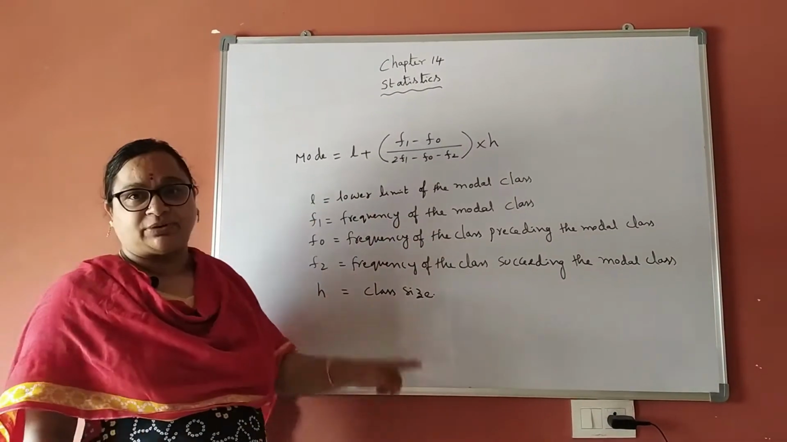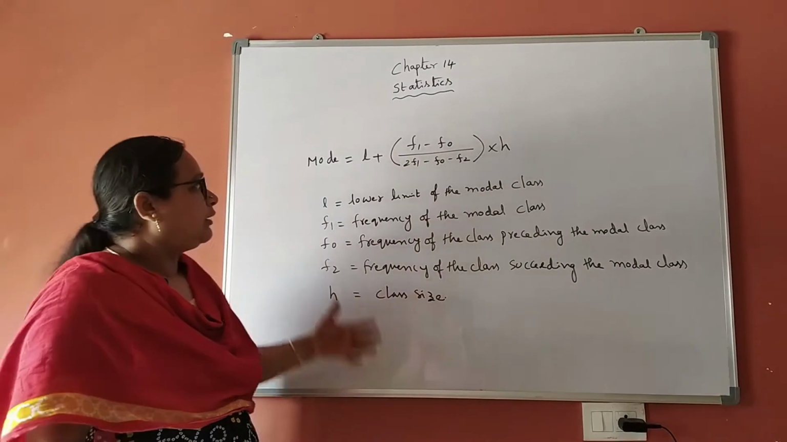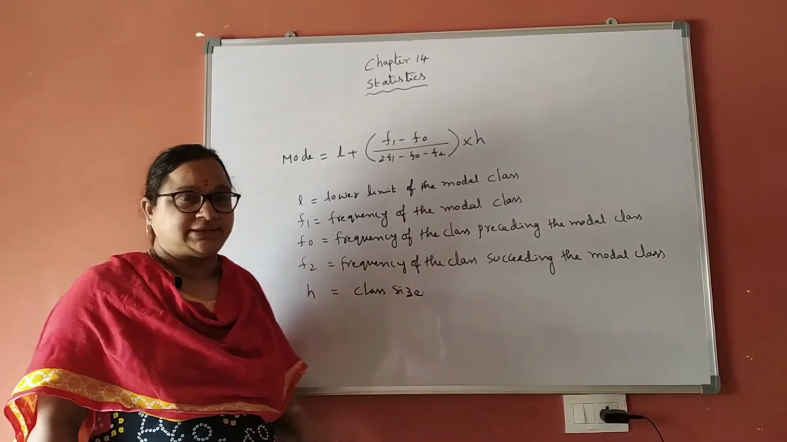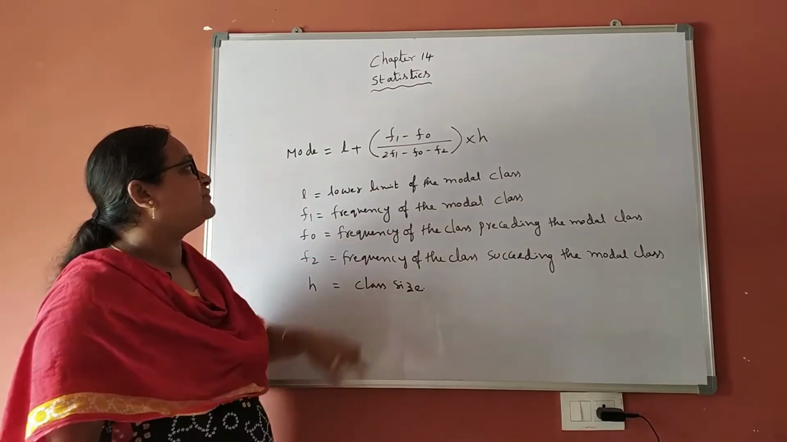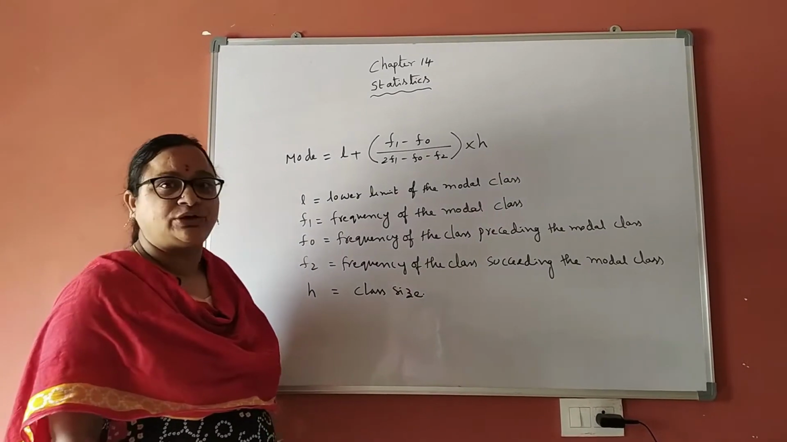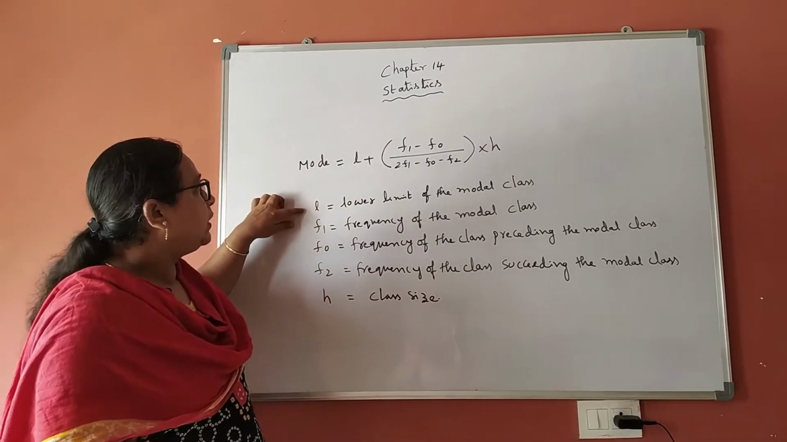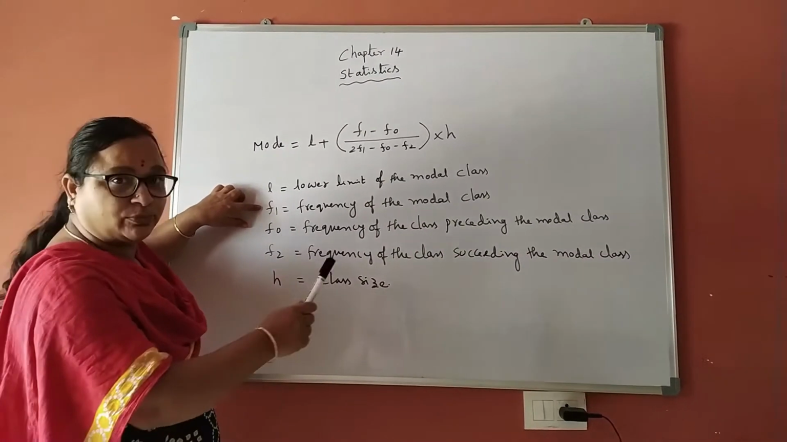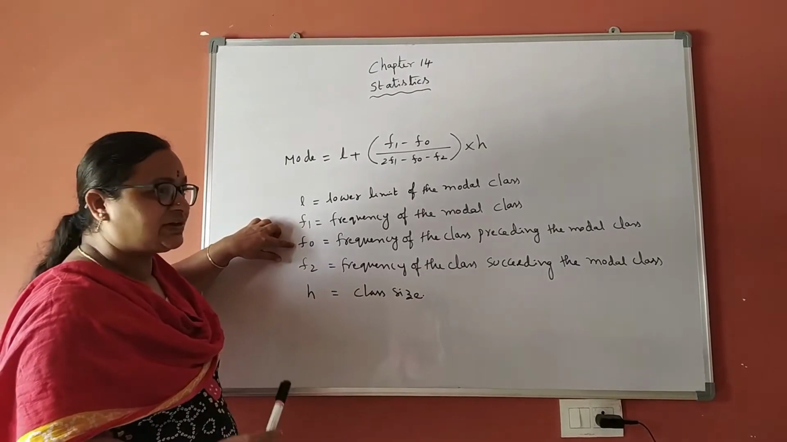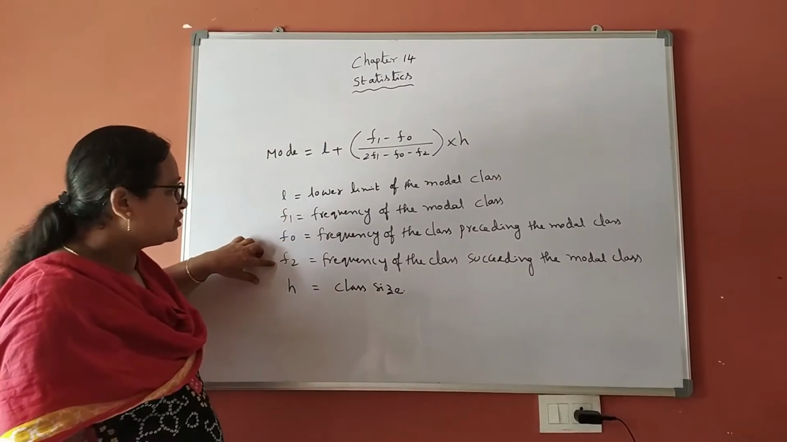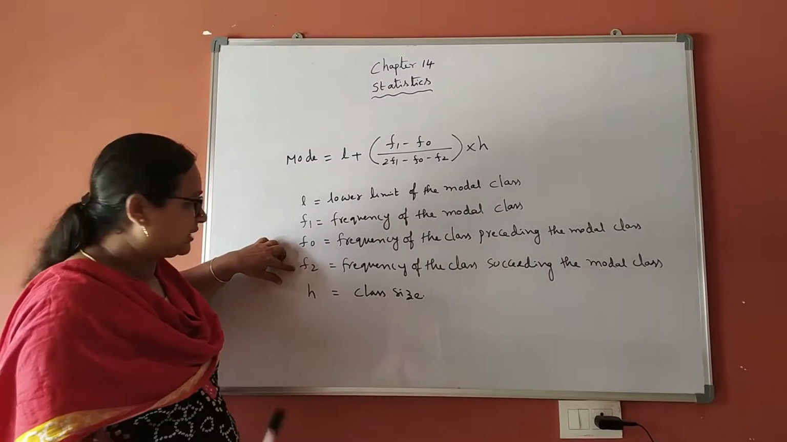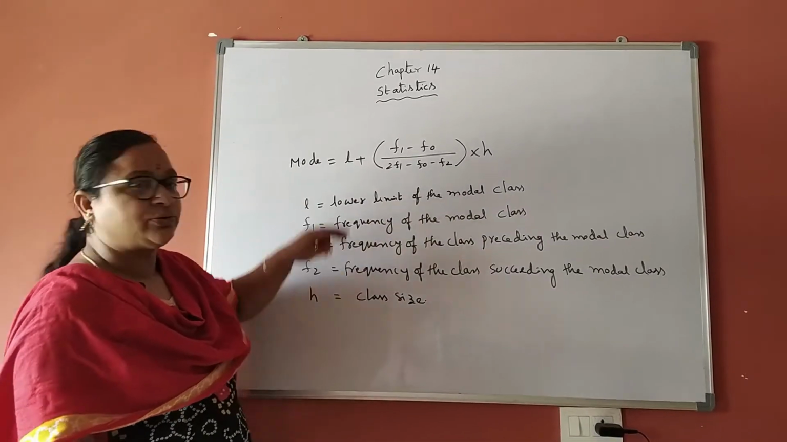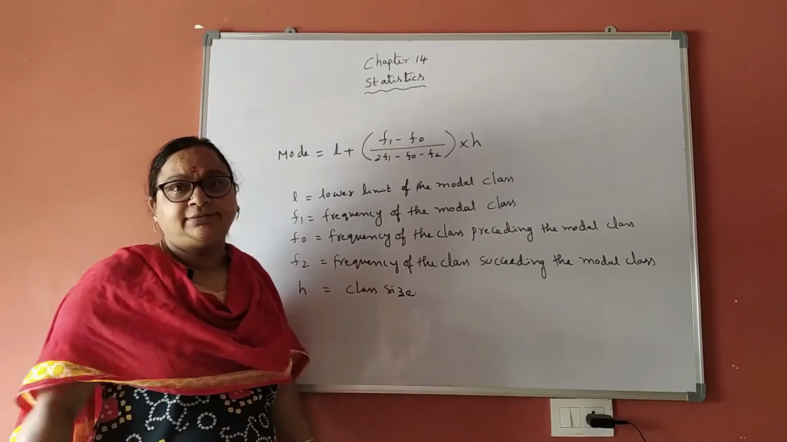We will be using this formula for finding mode. For finding the modal class, the class with maximum frequency is the modal class. Then mode is equal to L plus (F1 minus F0) by (2 F1 minus F0 minus F2) into H, where L is the lower limit of the modal class, F1 is the frequency of the modal class, F0 is the frequency of the class preceding the modal class, F2 is the frequency of the class succeeding the modal class, and H is the class size. This formula we are going to use for finding mode.